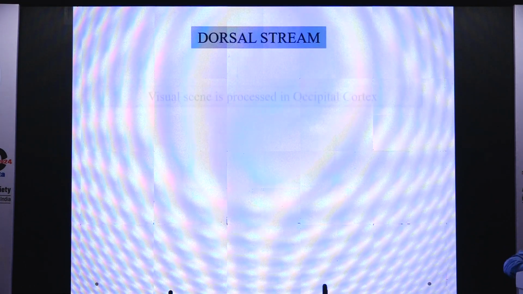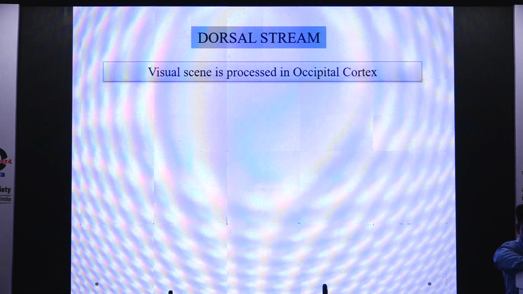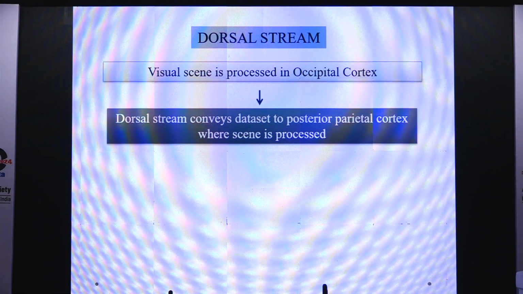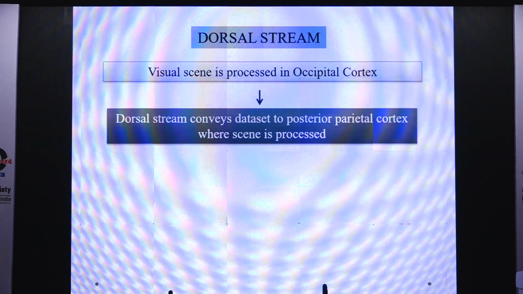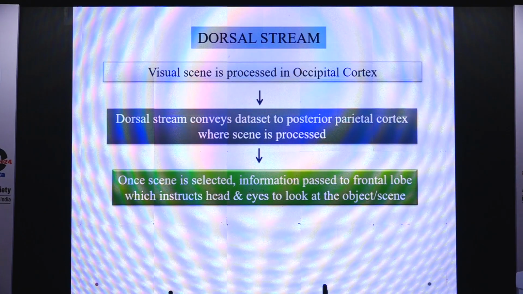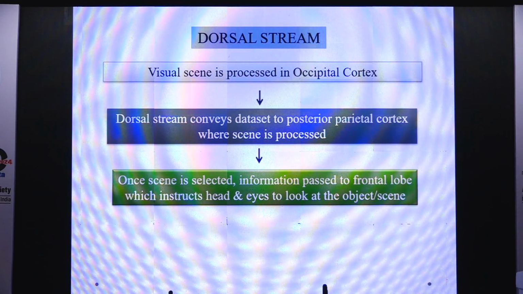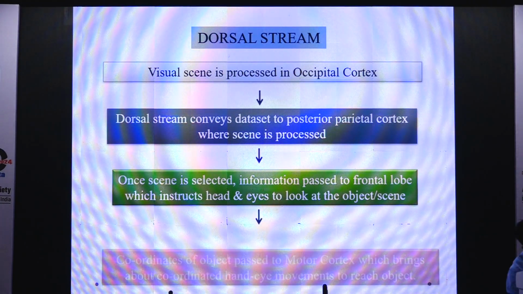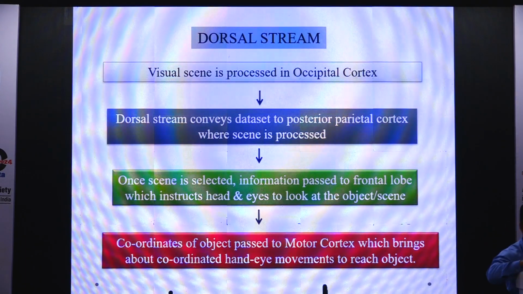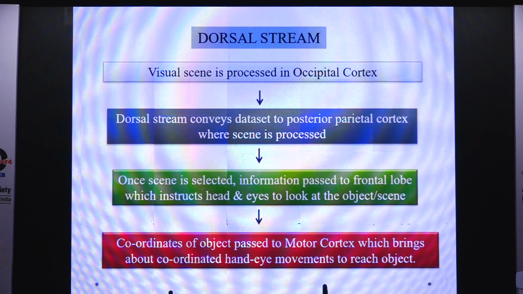Why so? Because the visual scene is first processed in the occipital cortex, then the dorsal stream conveys this data set to the posterior parietal cortex where the scene is processed. Once the scene is selected, information is passed to the frontal lobe, which instructs head and eyes to look at an object scene. And lastly, coordinates of objects are passed to the motor cortex, which brings about coordinated hand-eye movements to reach the object. So it's a very complex system brought about so beautifully in our brain.